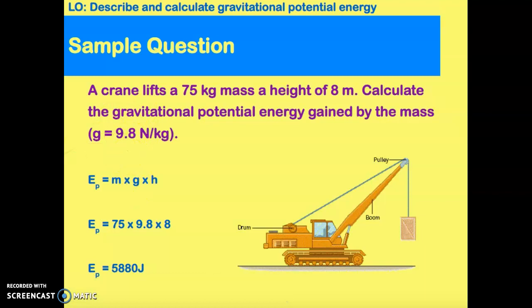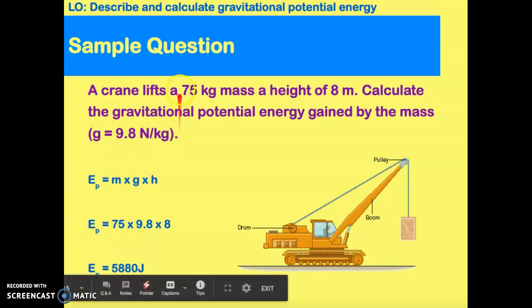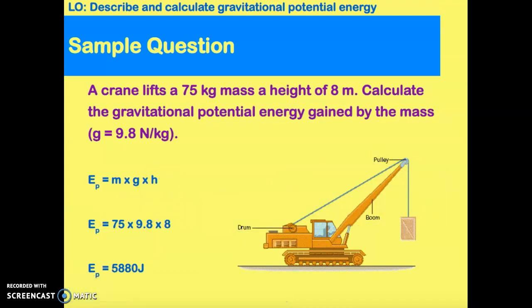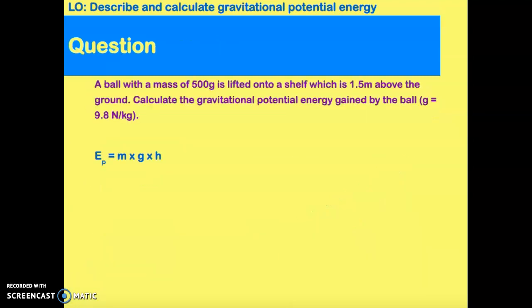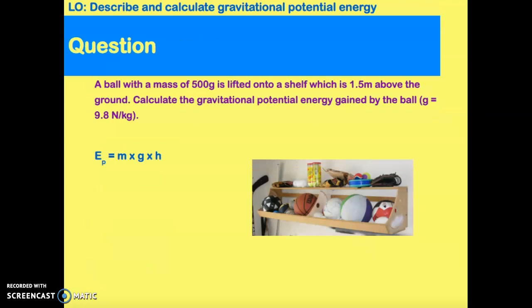So it is important there that I don't write in 10 for gravitational field strength, but I write in 9.8. So I've got my equation, and I'm going to just substitute in 75 as my mass, 9.8 as my gravitational field strength, and 8 as my height. Pop all of that into the calculator, and I should get energy is equal to 5,880 joules. Right, so pause the video and try and do this question yourself.